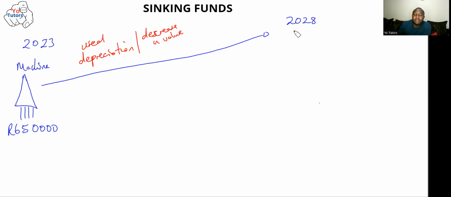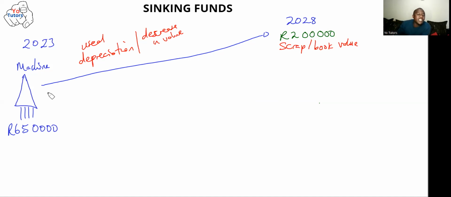Suppose it depreciated and now it's 200,000. What do we call this? We call this the scrap value, or book value. It will have some value, but we call it a scrap value because they've reduced its value.